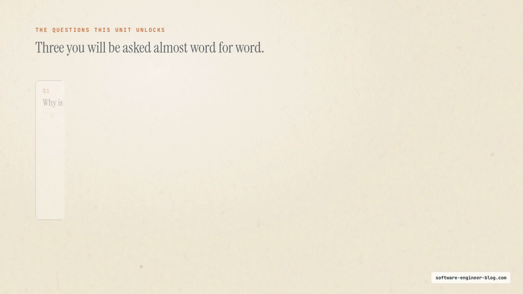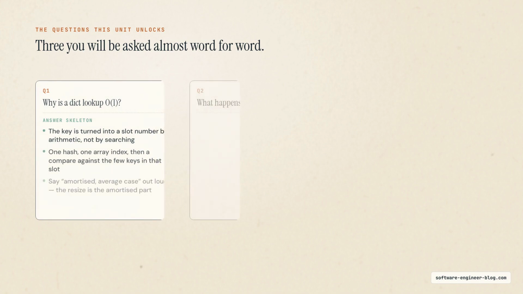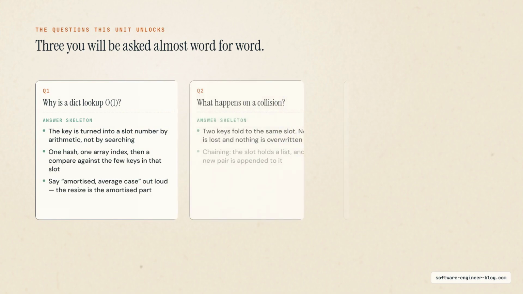Question 1. Why is a dictionary lookup big O of 1? The skeleton is, the key is turned into a slot number by arithmetic, not by searching. 1 hash, 1 array index, then a comparison against the handful of keys in that slot. And say the words amortized average case out loud, because the resize is the amortized part.